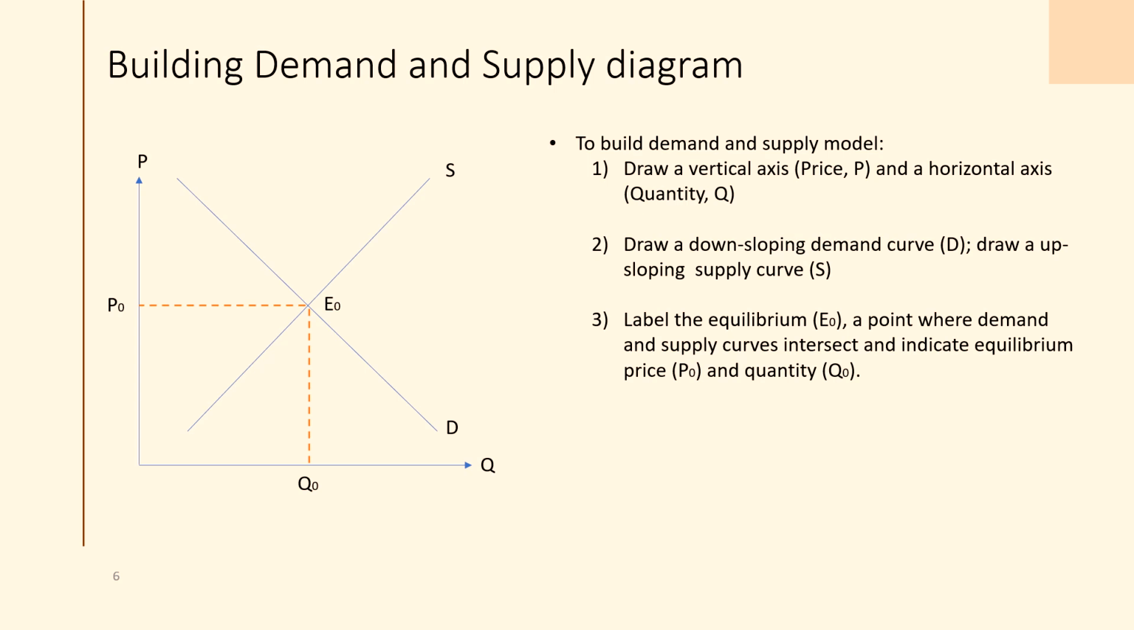And now we identify the equilibrium point. This is the point where the demand and supply curves intersect. We label this point as E0. At this point, we also identify the equilibrium price labeled as P0 and the equilibrium quantity labeled as Q0. This equilibrium represents a situation where the quantity demanded equals the quantity supplied, meaning there is no shortage or surplus in the market.